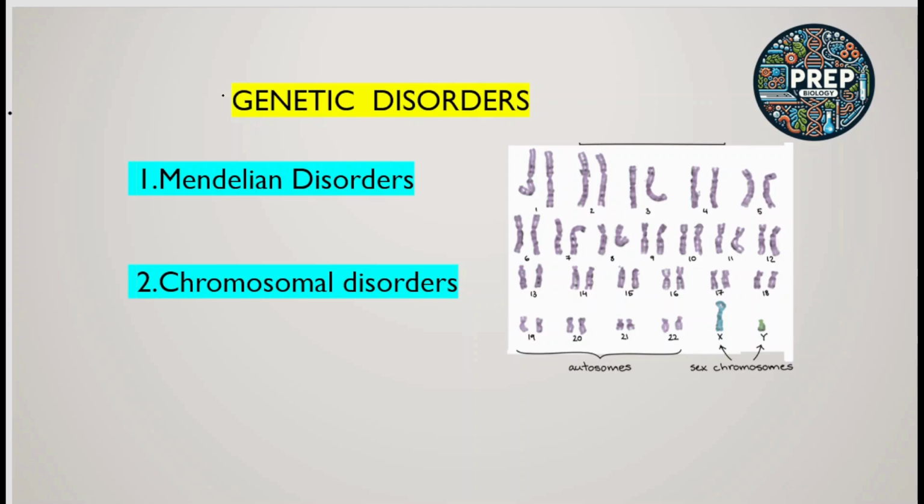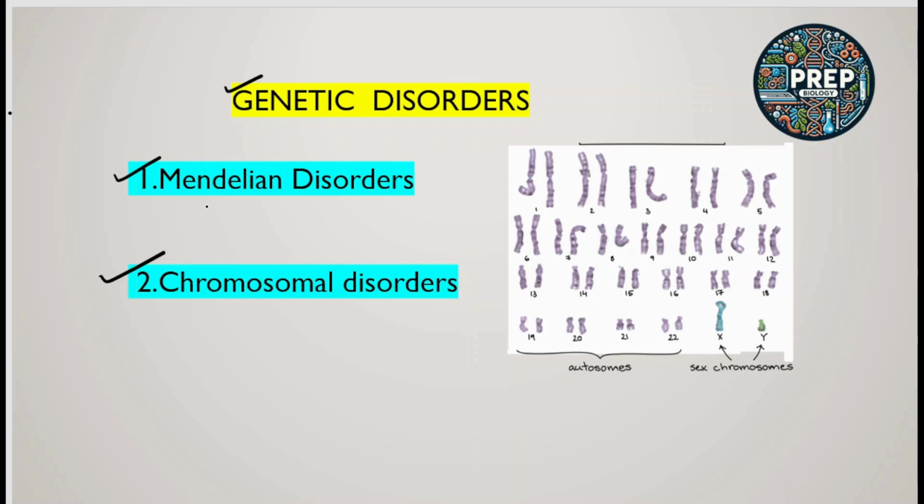So today in this lecture we are going to discuss the chromosomal disorders which come under the genetic disorders. In the previous class we have discussed the Mendelian disorders, and in today's class we are going to discuss the chromosomal disorders. So what are the genetic disorders? As we all know, the disorders or diseases which transfer from one generation to the next generation are the genetic disorders. They are categorized into two subtypes. First is the Mendelian disorders and second is the chromosomal disorders.